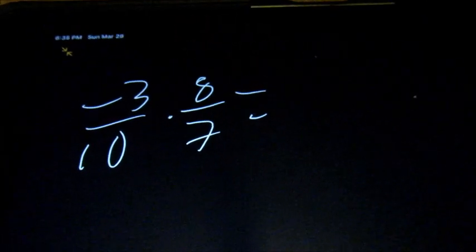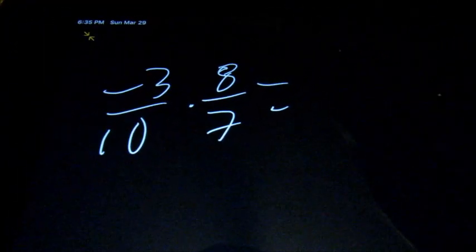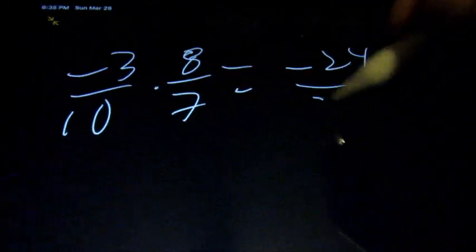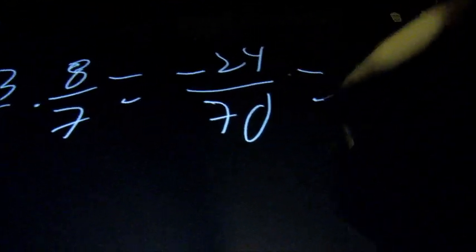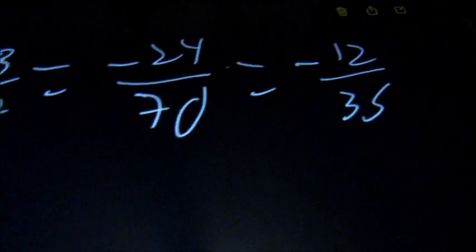However, I'm going to do this one two ways. I'm going to say -3/10 times 8/7. So the first one I'm going to do is just multiply straight across. So negative 3 times 8 is negative 24. 10 times 7 is 70. Both of these are divisible by 2, so we would get negative 12 over 35.